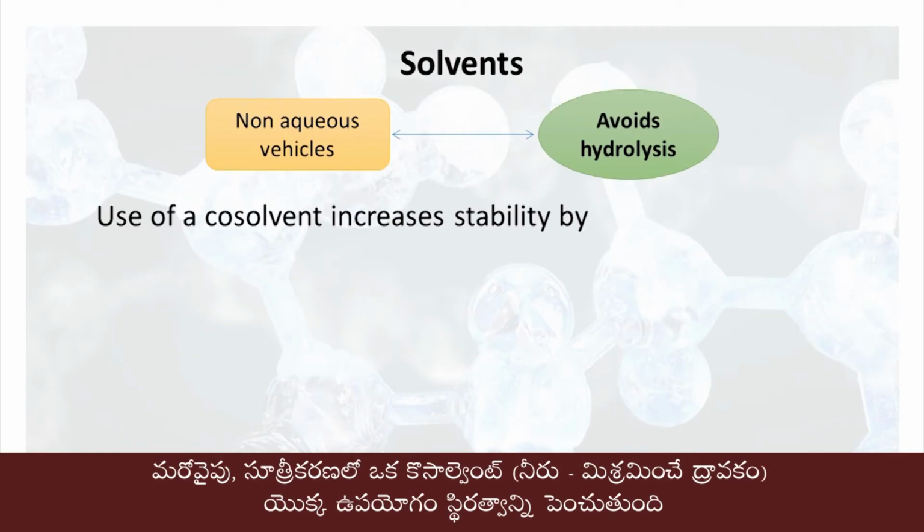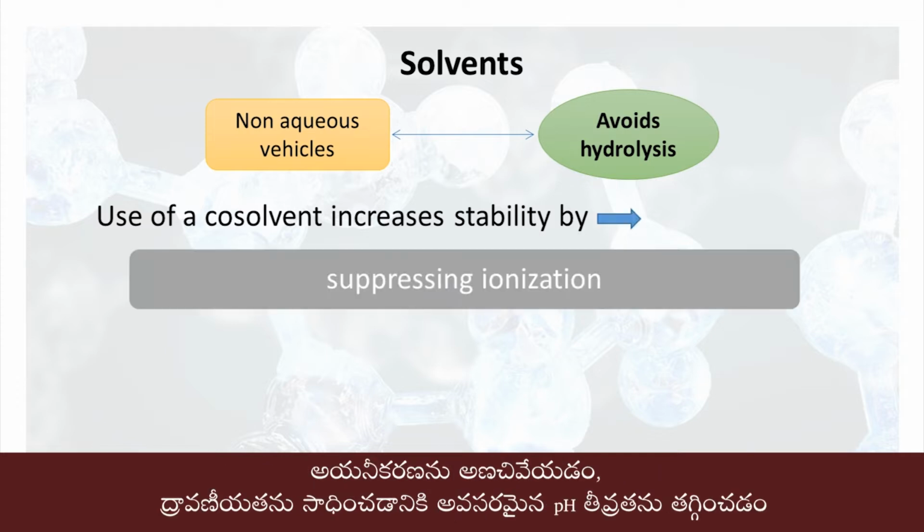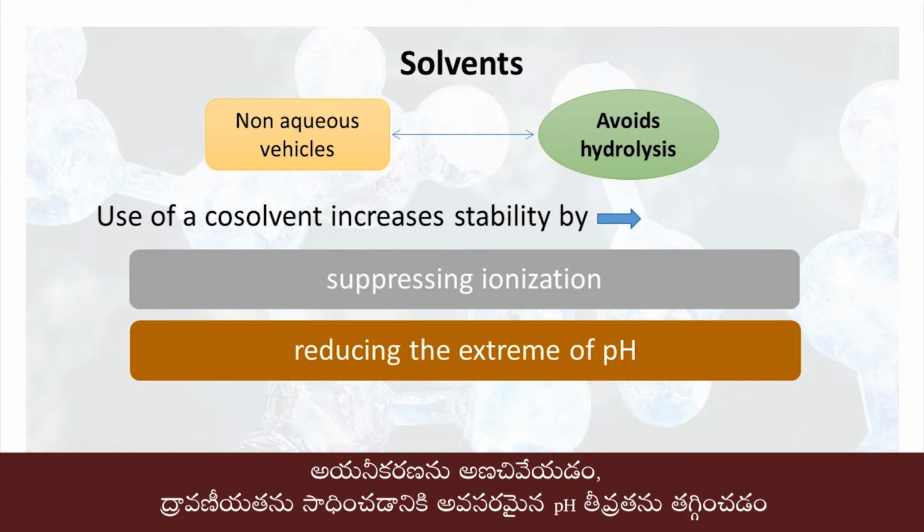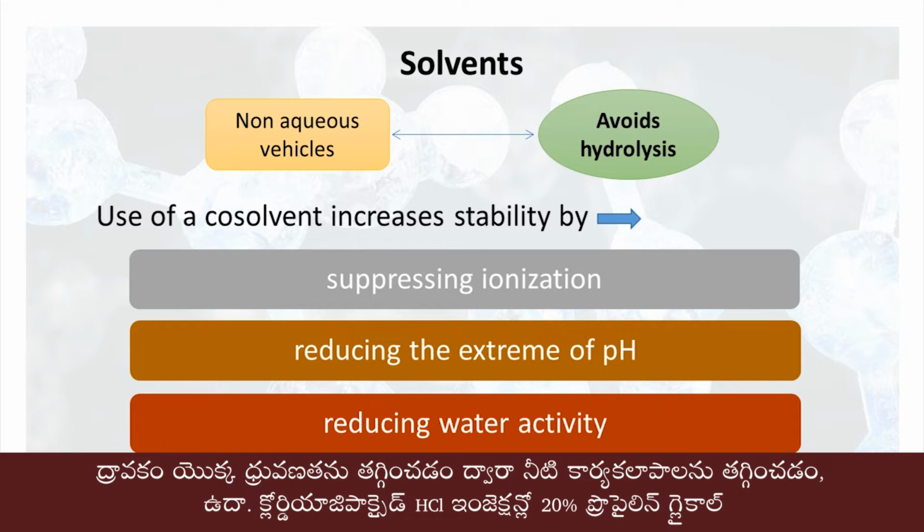On the other hand, the use of a co-solvent, a water miscible solvent, in the formulation may increase stability by either suppressing the ionization, or by reducing the extreme of pH required to achieve solubility, or by reducing the water activity by reducing the polarity of the solvents. That is why we use 20% propylene glycol in chlordiazepoxide hydrochloride injection.